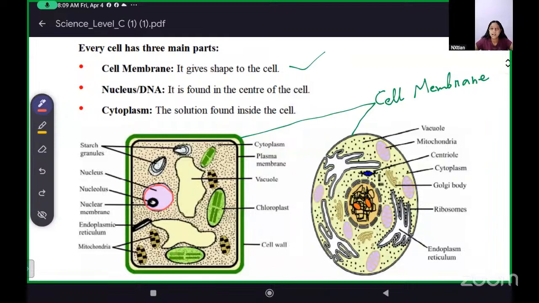And then there is also another thing known as cytoplasm. What is cytoplasm? This is a solution found inside the cell. Can you see this dotted part? This whole thing filled inside the cell, right? This is a liquid part that is filled inside the cell, known as cytoplasm.